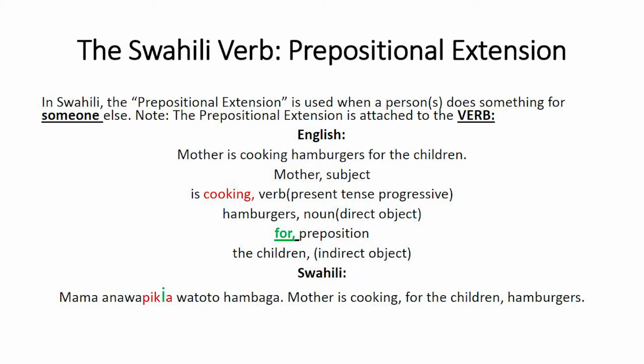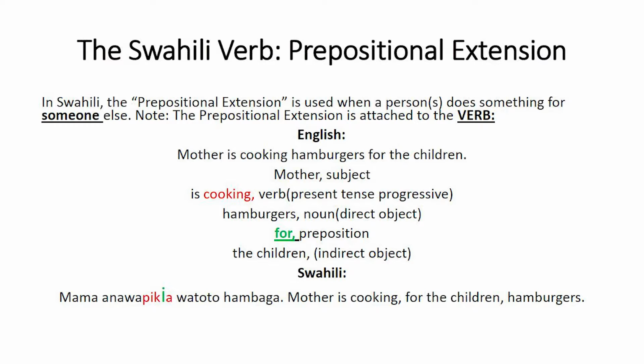So if we break the sentence down into its structural parts, mother is the subject, cooking is present tense progressive, and that's the verb. Hamburgers are the direct object. Hamburgers, that's a noun. For is the preposition. And the children, they are the indirect object.